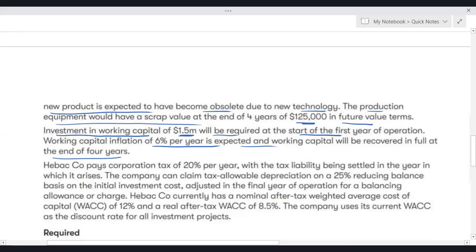Because if you show the working capital before the calculation of tax payment, then your tax payment is going to be incorrect. So you always deal with the working capital in the main format after you have calculated the tax payment. ABAC company pays corporation tax of 20% per year, with the tax liability being settled in the year in which it arises, the same year.